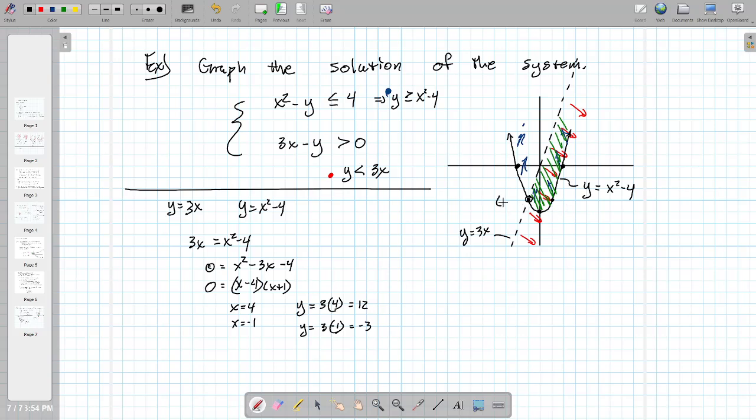So we label this vertex, which is going to be negative 1, negative 3. And then our point over here, go up to this point. Shading. And this point is 4, 12. So the solution set is all of this green area. All these points satisfy both of these inequalities because they make them both true. That's the whole idea with inequalities.